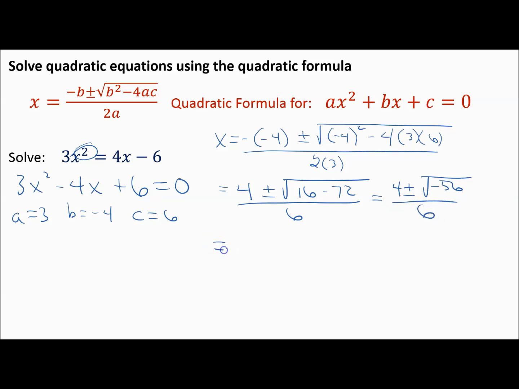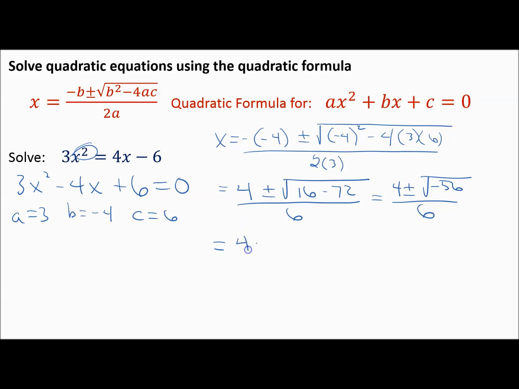So I need to simplify. Now I've got to find the biggest perfect square that divides into 56. I also know that the negative under the square root is an imaginary number. So we could play around with 56 is divisible by 4. And it goes 14 times, which tells me that 4 is the biggest perfect square that divides into 56.